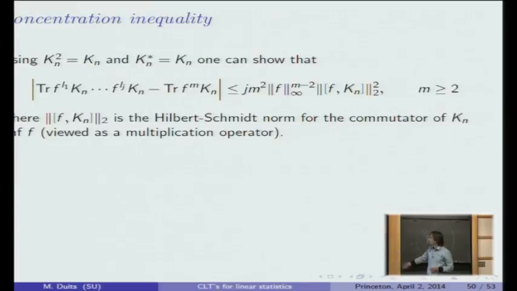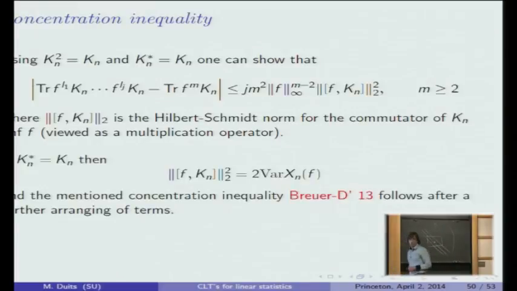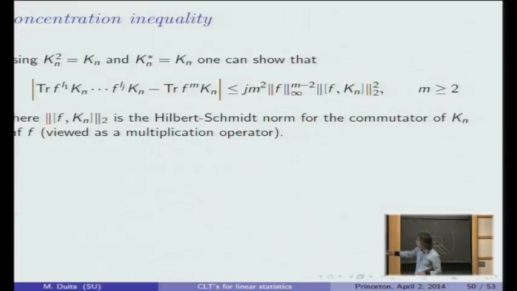Okay? Sorry, what? You get 2 actually because you have the square, right? The other ones you just estimate kn with the operator norm, and the operator norm is 1 because it's a projection. So you throw them out.